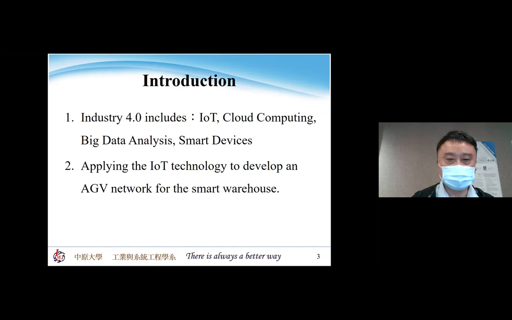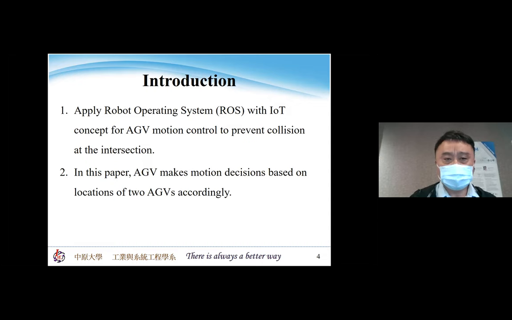In this paper, we want to apply the Internet of Things technology to develop an AGV network for the smart warehouse. Also in this paper, we use the Robot Operating System, which we call ROS. It's a Linux system. We apply the ROS system with the IoT concept to build the AGV motion control and do some experiments to prevent collision at the warehouse intersection. I will show you a video later of one of our experiments.